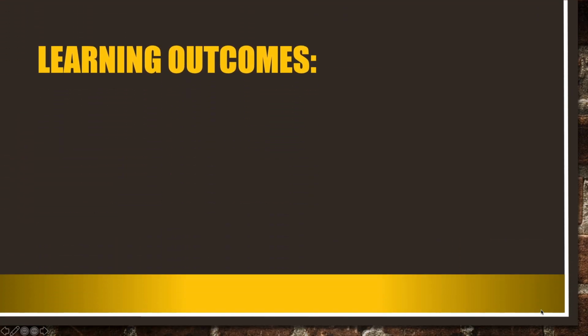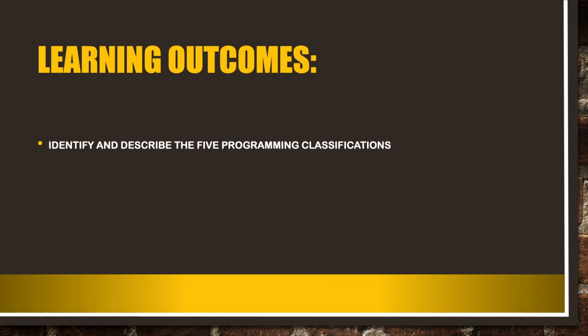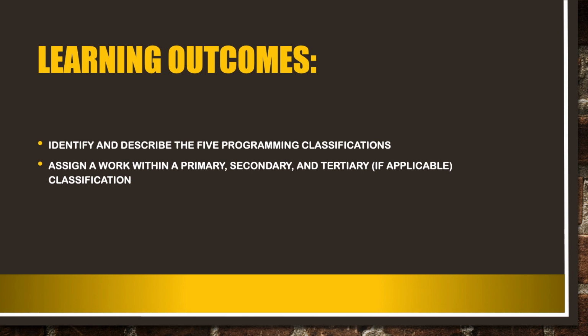Before we get started, let's discuss the learning outcomes, those things that I would like for us all to be able to achieve by the end of our session today. To begin with, I would like for you to be able to identify and describe, have a knowledge of what these five programming classifications are that I've spoken to you about: old, new, borrowed, blue, and a march. Some are self-explanatory, some require a bit more depth of thinking. Next, I'd like you to be able to take any given work that you are familiar with and assign that work within a primary, probably a secondary, and on occasion a tertiary category.